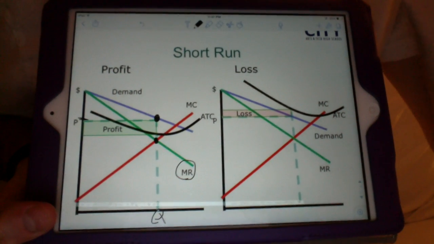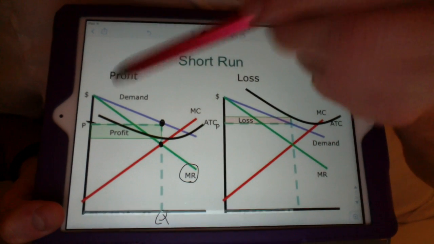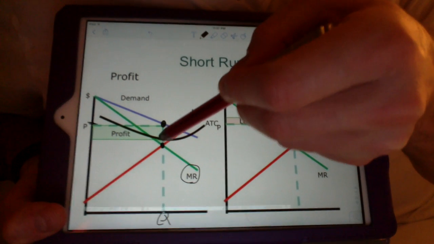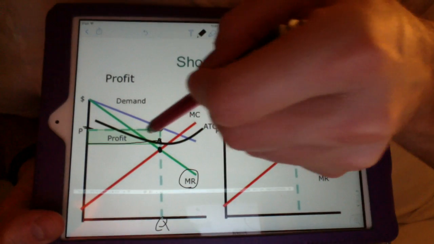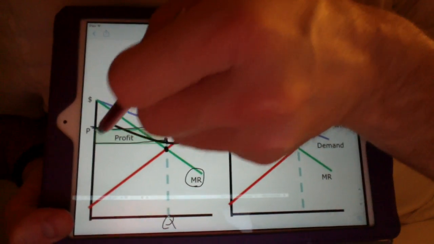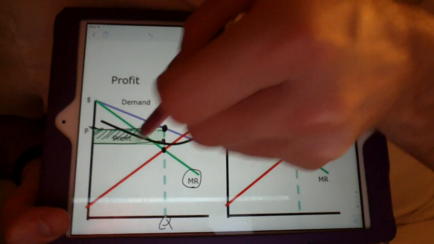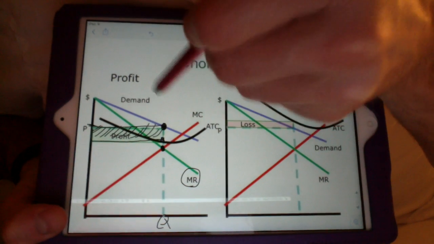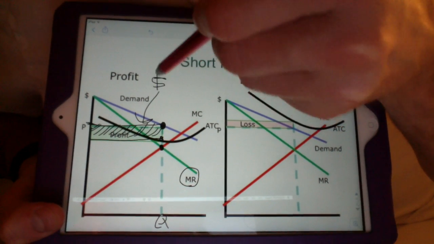All right, what about the costs? Well, here's the marginal cost, but average total cost is a little higher. That's right here. So it's our average total cost. So we're selling higher than our average cost, which means we're going to make profit. That's good for the business. That's money. So that means profit.